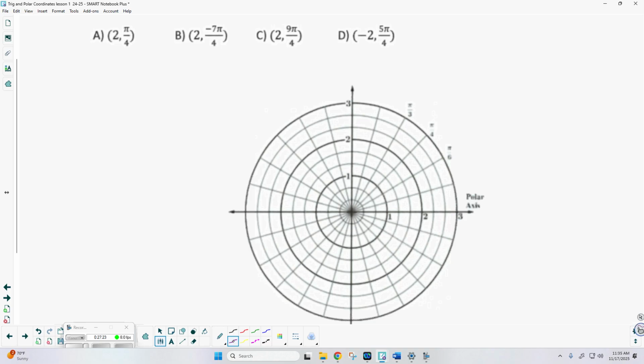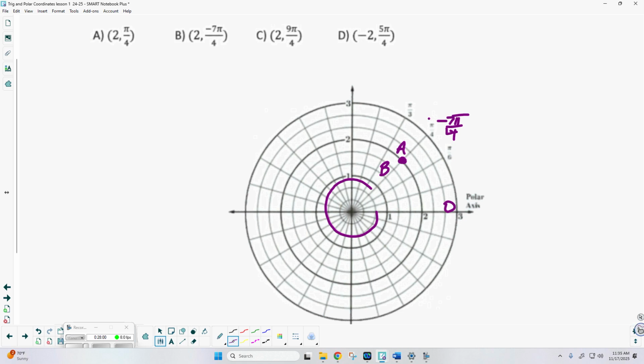Okay, so let's start with A. So pi over 4 is right here. I'm going to go radius of 2. So that's labeled this time. So that would be point A right here. But what did people notice when they started plotting the other points, James? They are all the exact same point. So if I started here at 0, for point B, negative 7 pi over 4, that would rotate me all the way over here. Negative 7 pi over 4 is coterminal with pi over 4, and then I'm going to go a radius of 2. Okay, so that's B.